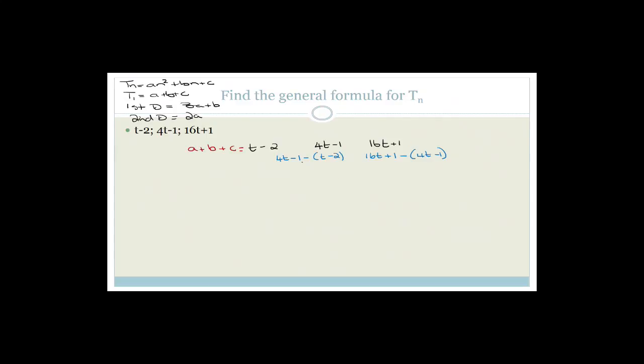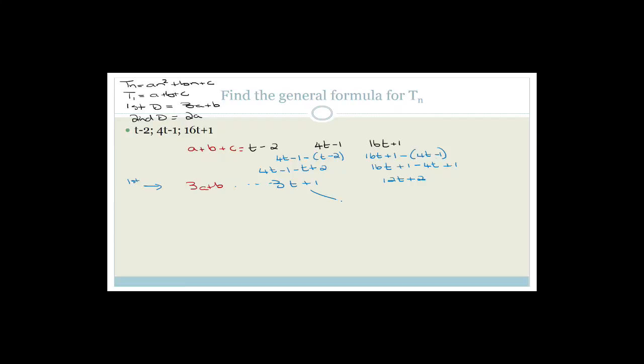Okay, so this becomes 4T minus 1 minus T minus 1 minus plus 2. And this one's 16T plus 1 minus 4T minus 1 minus plus 1. So let's add up our like terms. This becomes 3T plus 1. And this here is equal to 3a plus b. And let's go back. And then this is 16T minus 4T is 12T plus 1 is plus 2. So that is your first difference, right?